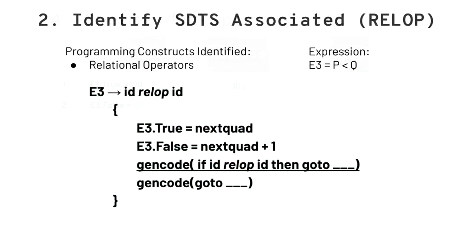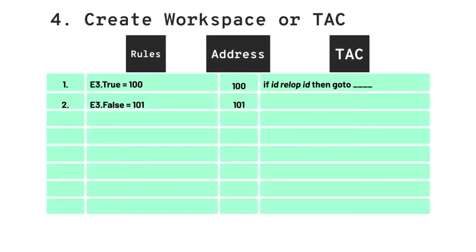Now we see gencode. If id relop id, then go to dash. Again gencode, go to dash. Gencode is the function that works to generate code on the addresses provided by nextquad. With gencode, we generate whichever code is inside the parentheses. That is, if id relop id, then go to dash and go to dash. These dashes are to be filled later. Here the first id is p, relop is less than symbol, and second id is q.